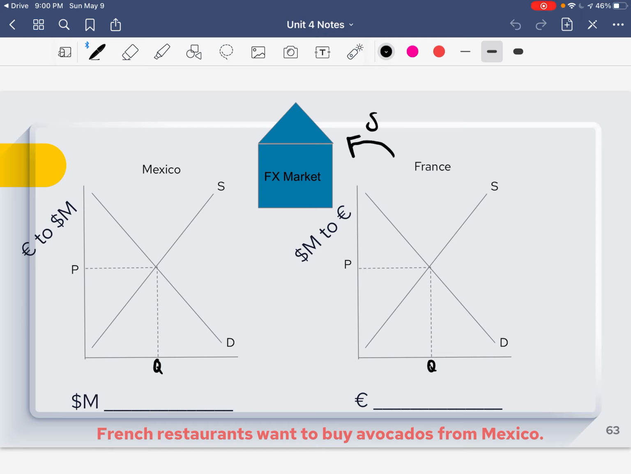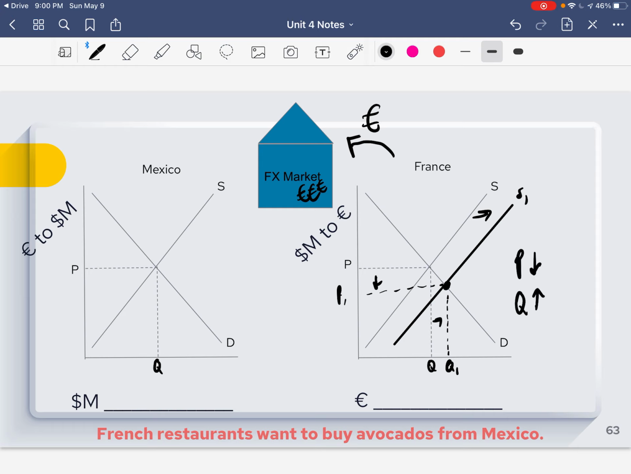They give up euros, meaning that in this little bank, there's more euros now. Look at all these euros. So that has increased our supply of euros. So increase that supply line. Call it S1. Shift it to the right. Give me new equilibriums. Q1 and P1. Okay, so what happened? Price went down, but quantity went up. If price goes down, that means that it has depreciated. Okay, the currency has depreciated.